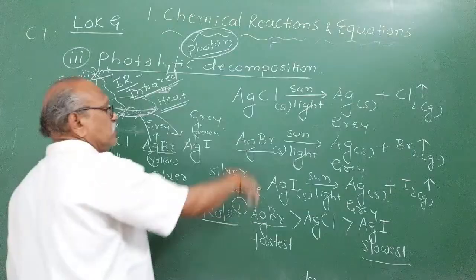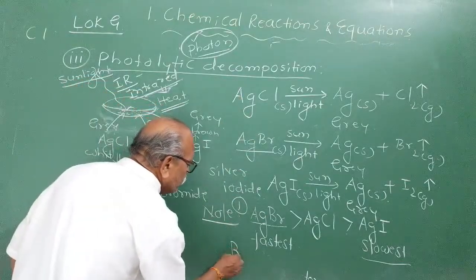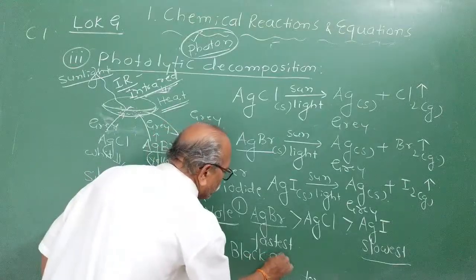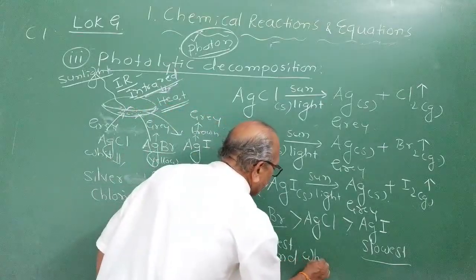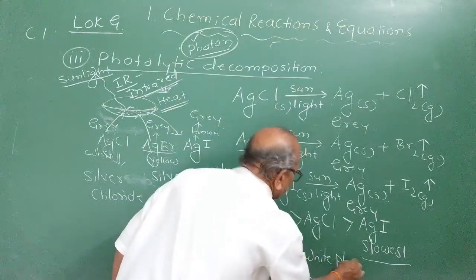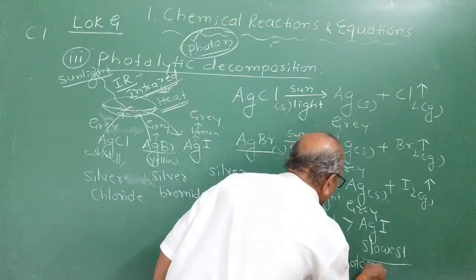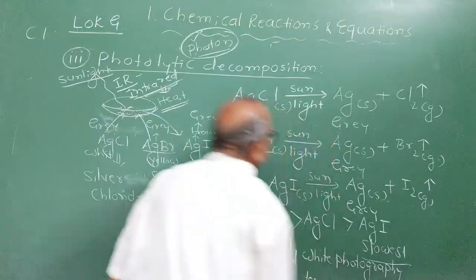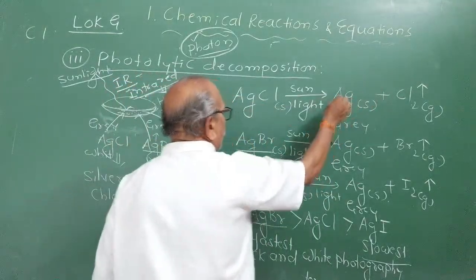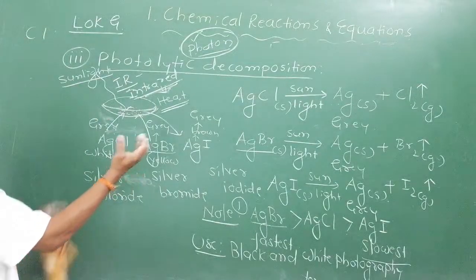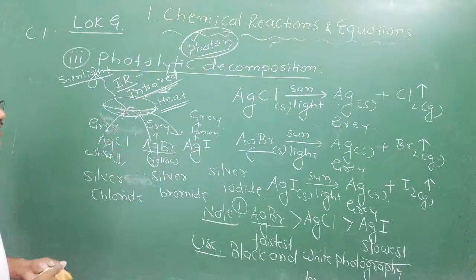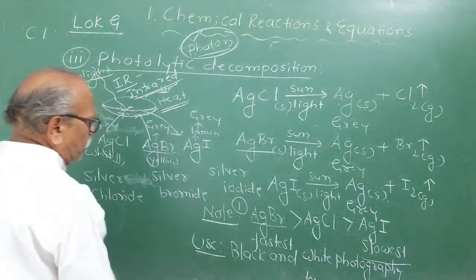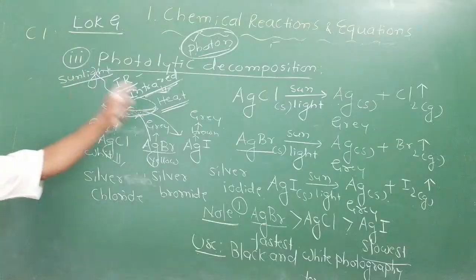These reactions are used in black and white photography. One of the uses may be asked. One more question: black and white photography. When the sunlight falls on them, the chlorine gas is liberated, and the gray colored silver will copy the image on the photographic film. Therefore, they were used in black and white photography. Now you have digital photography, no problem now. I hope you understood photolytic decomposition.